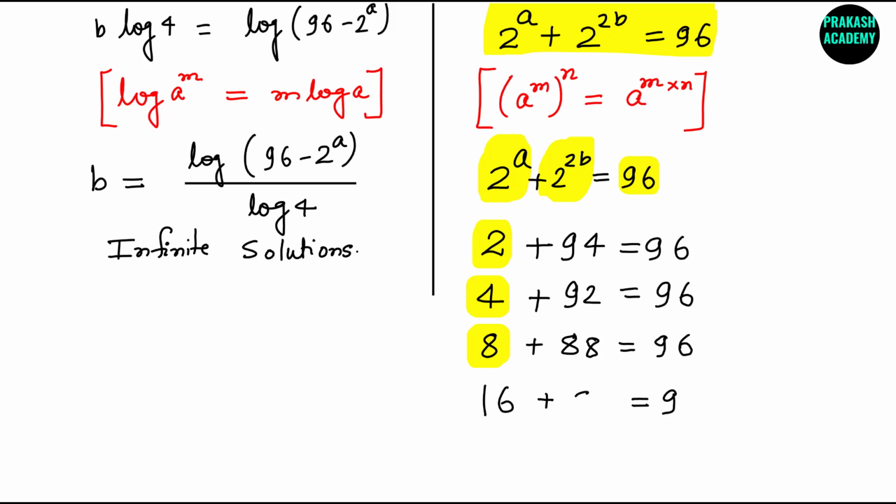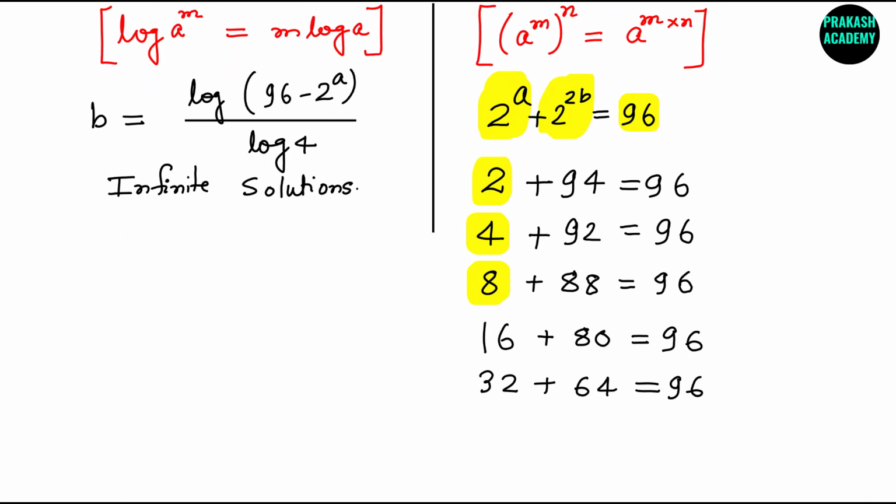16 plus 80, that will give 96. Now we will have 2 raised to the power 5, that is 32. So 32 plus 64 will give me 96. Now if you go further, then you are simply repeating.